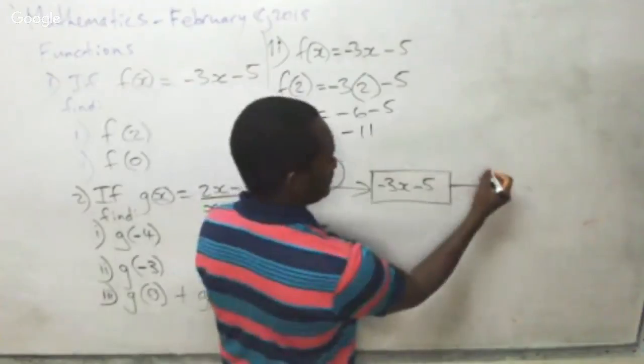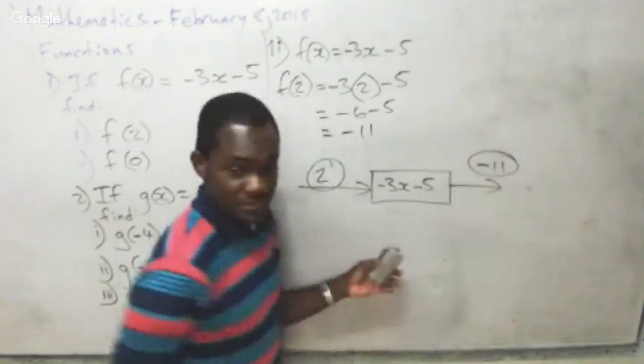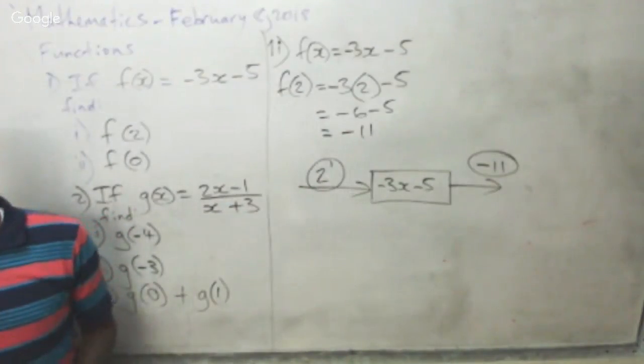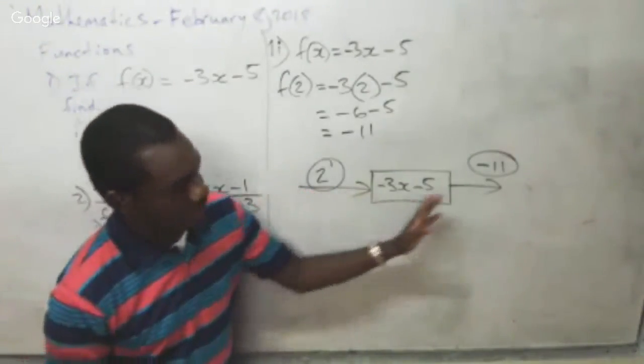So the output is negative 11. That's what a function basically is. Right? It's a function machine, you put in 2, you get what now? Yes, sir.